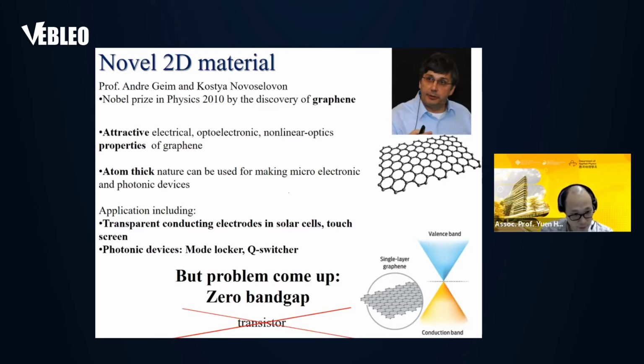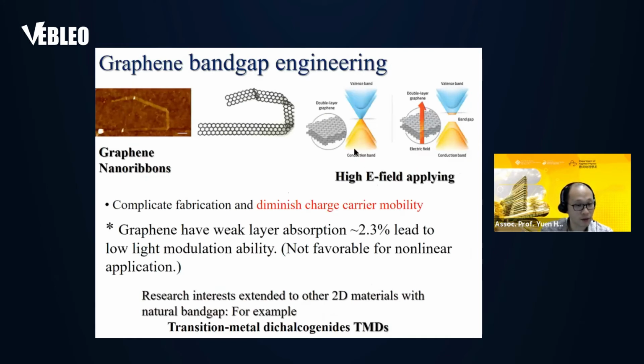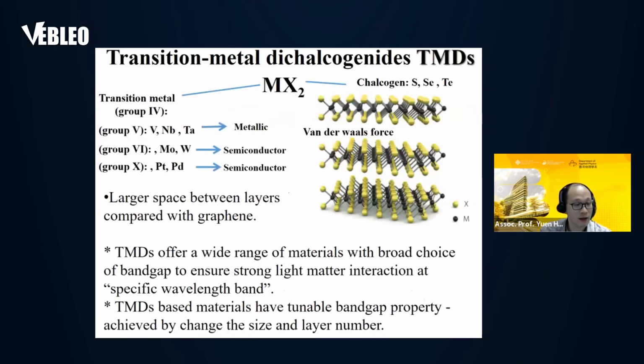However, they also have some drawback because the graphene material has no band gap. So the light interaction is very weak. For example, for one layer of graphene material, they only have a very weak absorption, around 2.3% per layer. So the modulation depth will not be very high. So that means not favorable to nonlinear application. Then scientists extend their interest into other two-dimensional material like TMD based material.